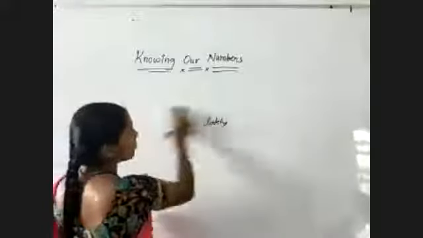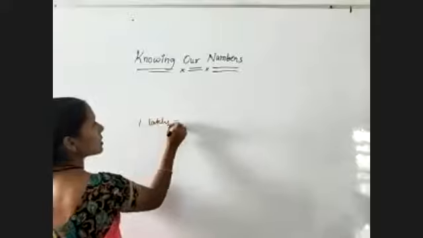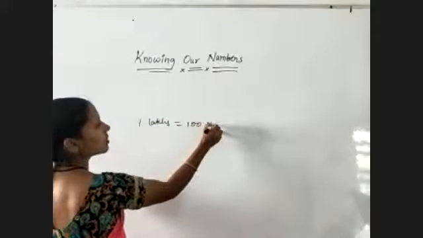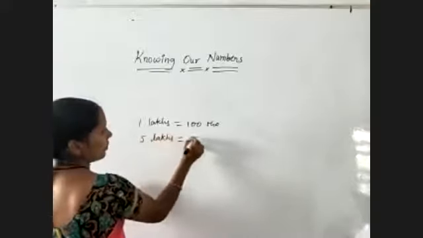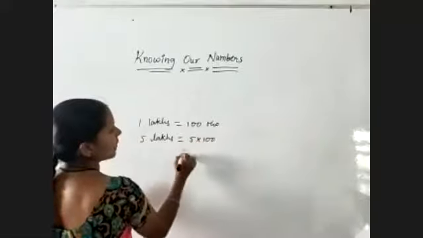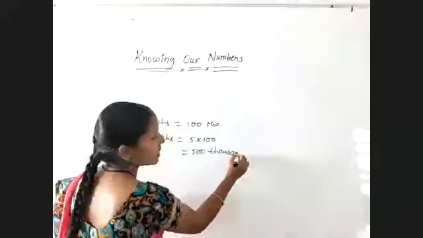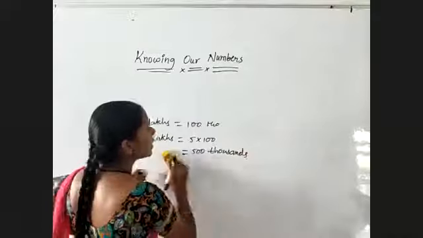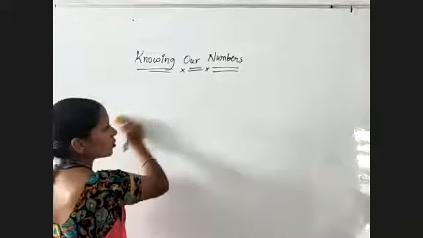And next, 5 lakhs is equal to how many thousands? 1 lakh is equal to 100,000. Then 5 lakhs will be equal to how many thousands? 5 into 100,000, that is 500,000. So this is the way to perform the conversion. If they are asking any relation between two value systems, this is the way to simplify the problem.